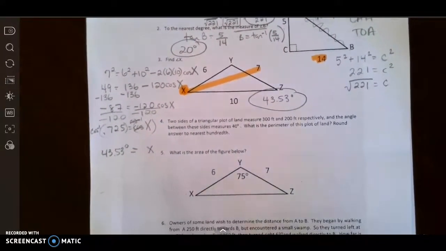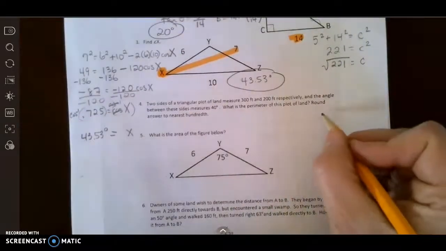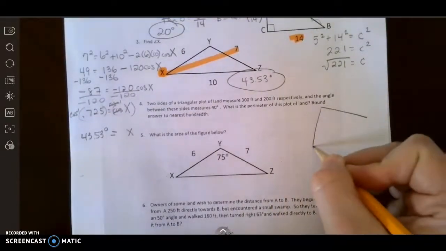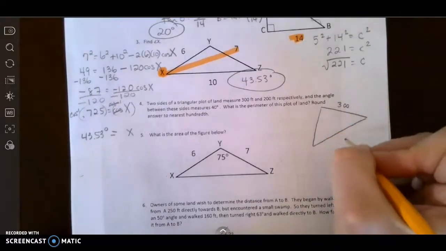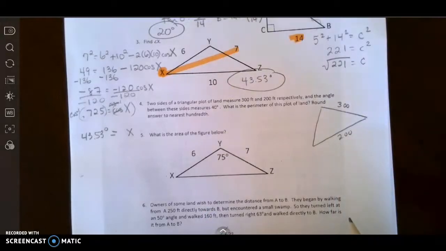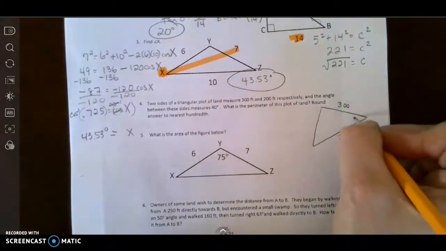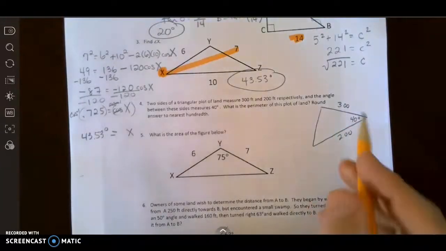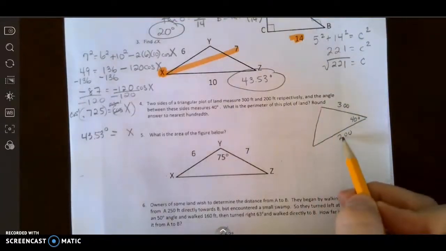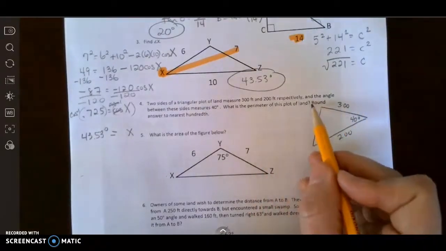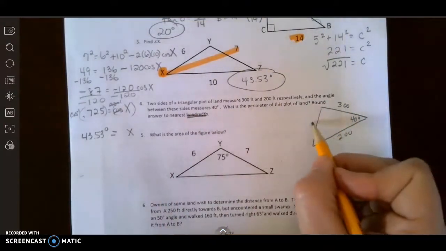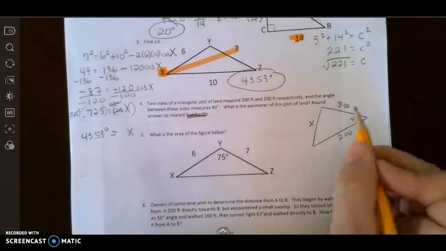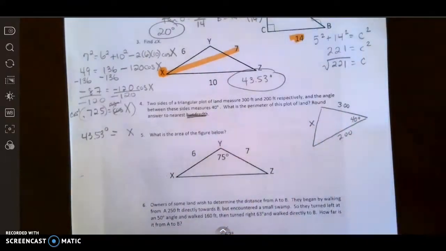It says 2 sides of a triangular plot of land. Let's draw my triangular plot of land. Measure 300 and 200 feet, and the angle between these sides is 40. So I have side, angle, side, which always tells me that I'm going to use law of cosines. What is the perimeter of this plot of land? Round to the nearest hundredth. Right, so I need to find this side first, and then I need to add them all up. So I'm going to use law of cosines.